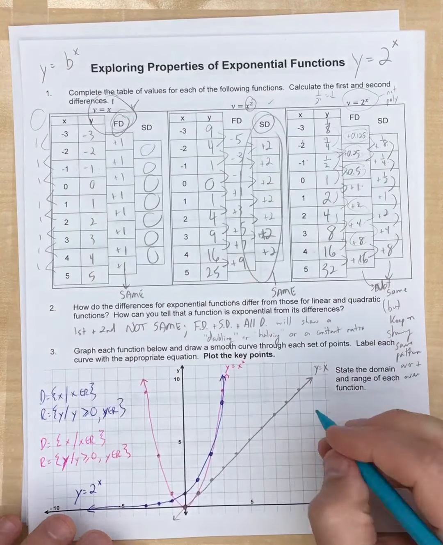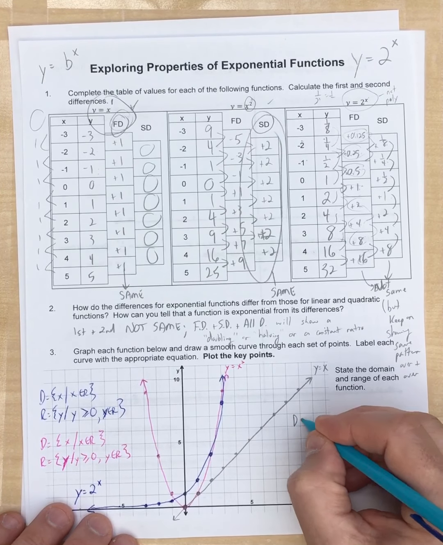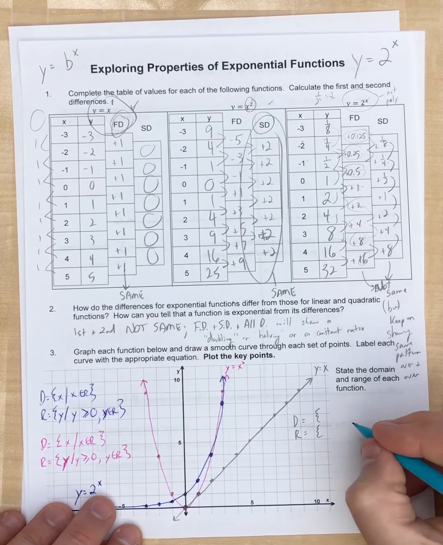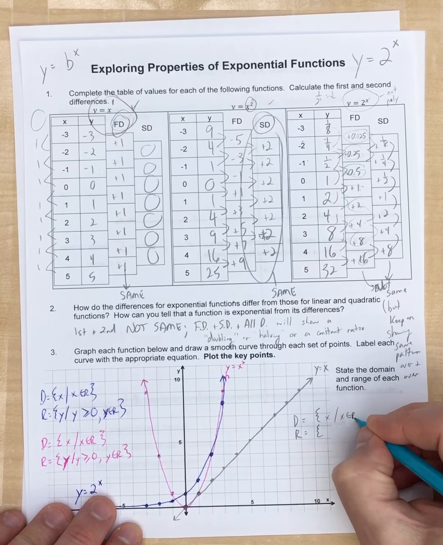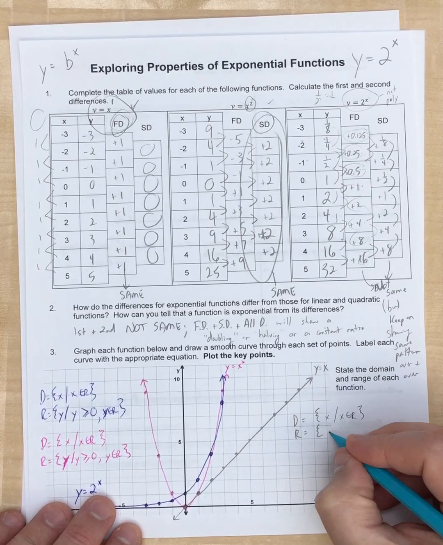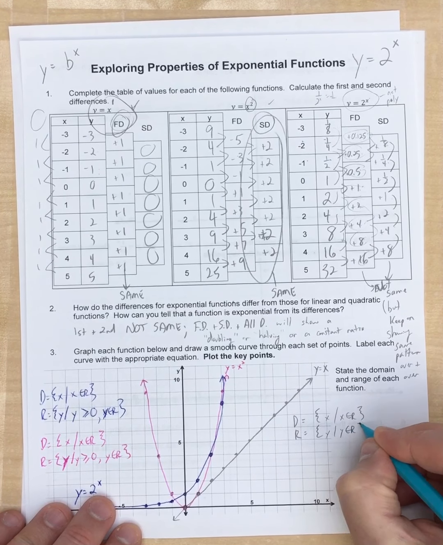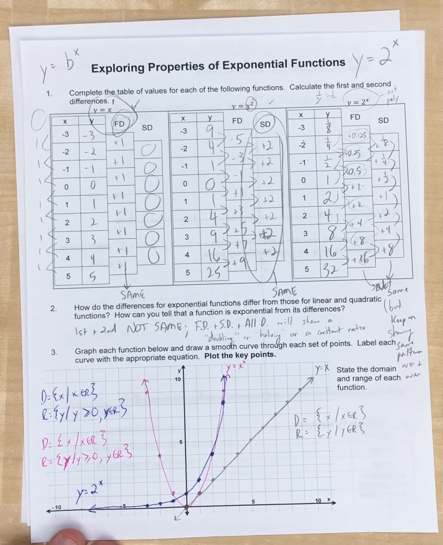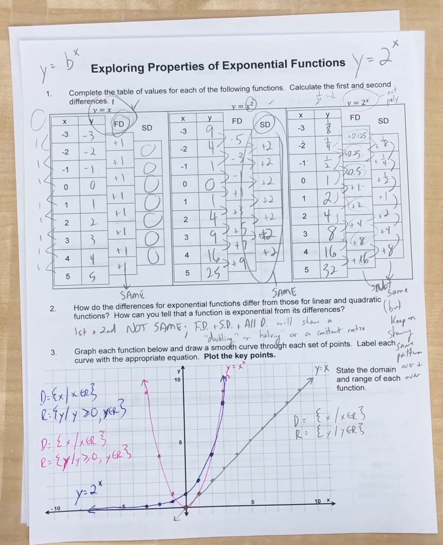For this one, our linear relationship, this is the domain and the range for all linear relationships except for vertical and horizontal lines. And that's x can be any value because you can put in any value for x as long as it's a real number. And y can be any value. All right. So we're seeing some interesting properties.